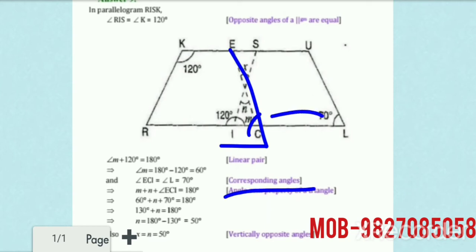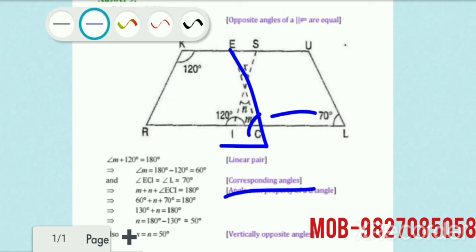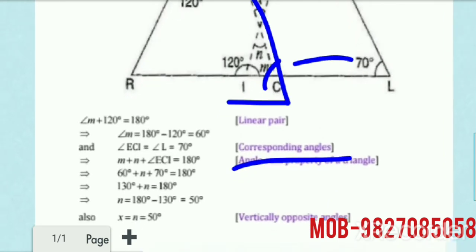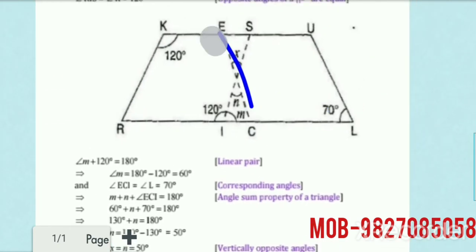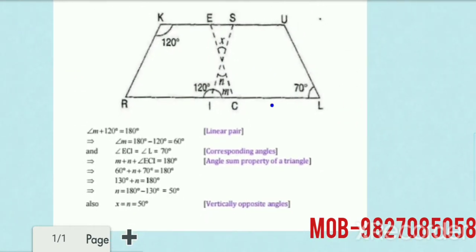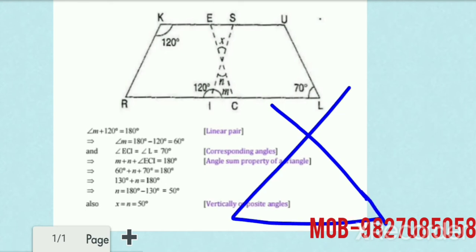So this is 70, so angle C is also 70. Here we are finding two angles. I am drawing a rough figure from here. You watch. This is a triangle. Here this is M and this is 70, and let this be N, and find the value of x.